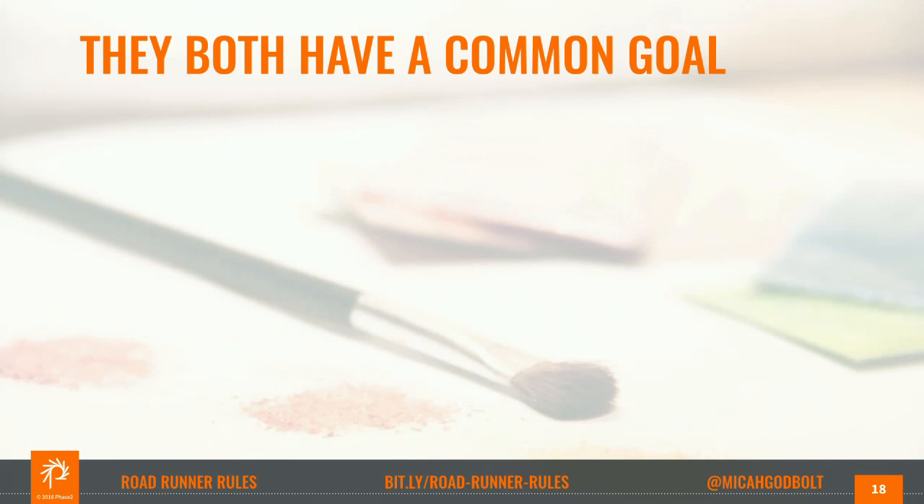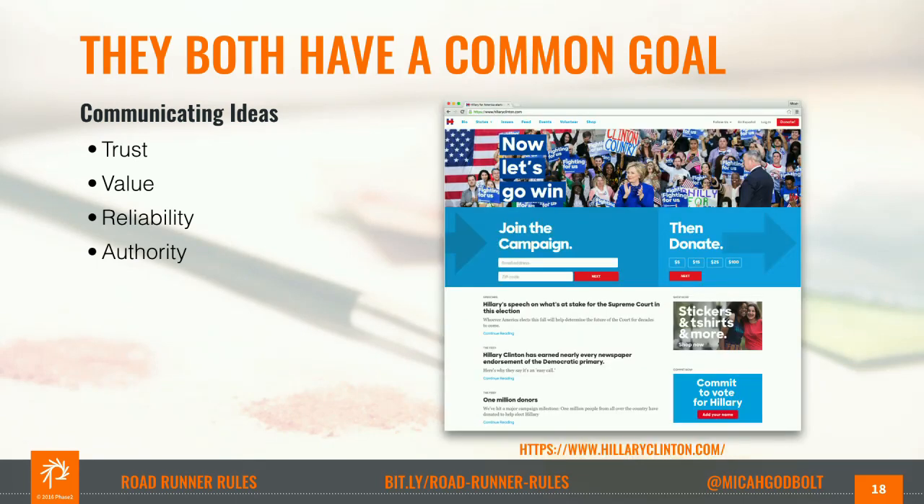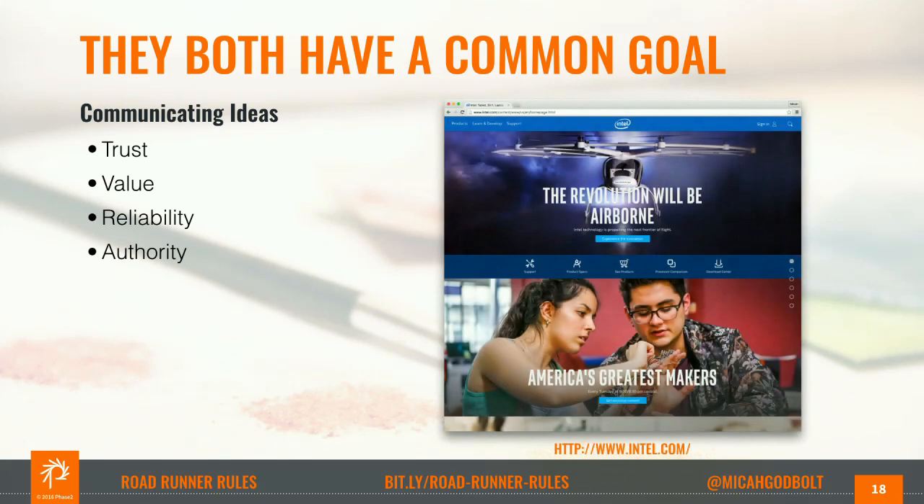For instance, they both have an extremely common goal. The goal of both languages is to communicate. Specifically, a visual language communicates a couple of things. It can communicate ideas, such as trying to convey authority, reliability, trust, all those good ones, as well as maybe trying to position your brand within an industry as a leader in technology. So our visual language is trying to communicate this to every single viewer of our website.